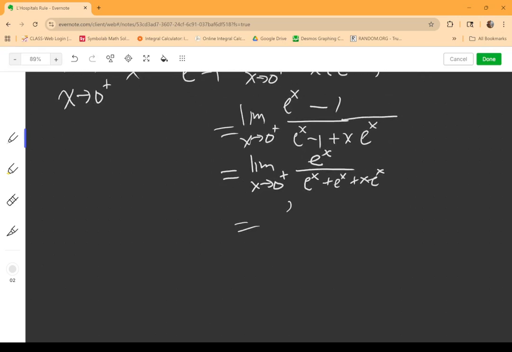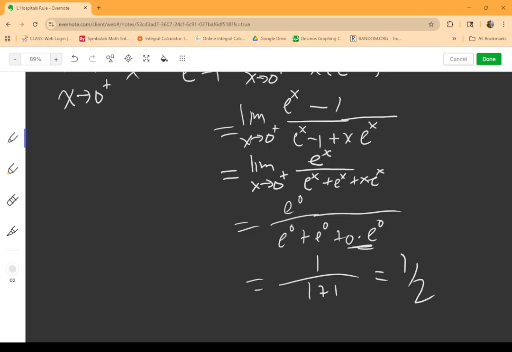When I plug in 0, we get e to the 0 in the numerator, and e to the 0 plus e to the 0 plus 0 times e to the 0 in the denominator. All those e to the 0s are 1s, and that last quantity goes to 0. So we get 1 over 1 plus 1, or 1/2. Now we're able to evaluate this infinity minus infinity limit by using L'Hopital's rule.